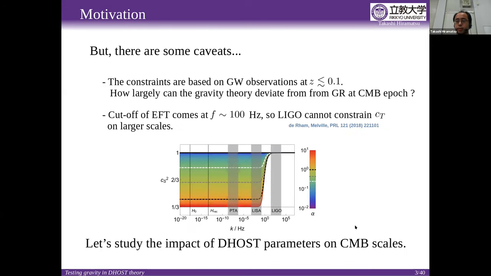But as pointed out in Karim's talk, the constraints from the gravitational wave interferometers might not affect the CMB scale. I mean, the cutoff scale of this theory comes around 100 Hertz in the frequency range, if we treat the DHOST theory as a low energy effective theory. So the LIGO constraints on the DHOST theory are irrelevant on the CMB scale. So there is some room to study the CMB in this theoretical framework.